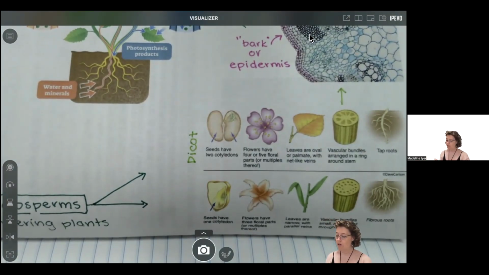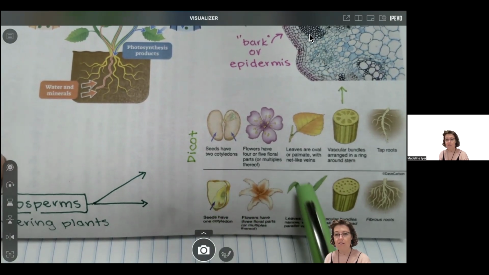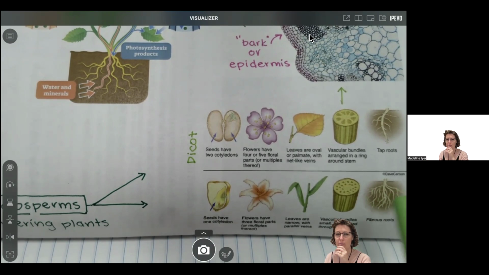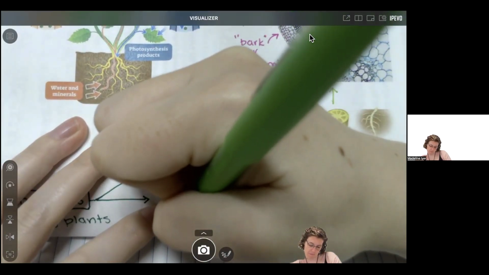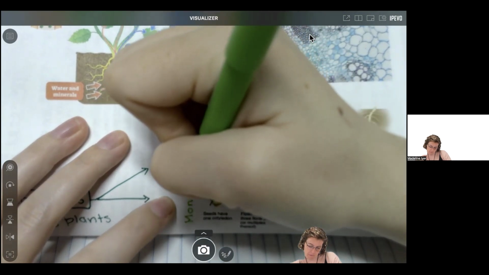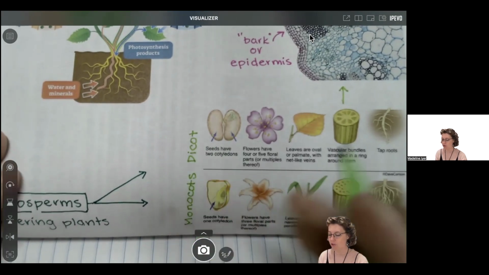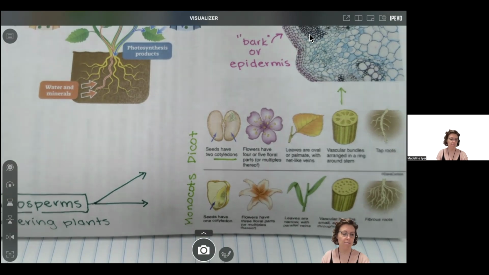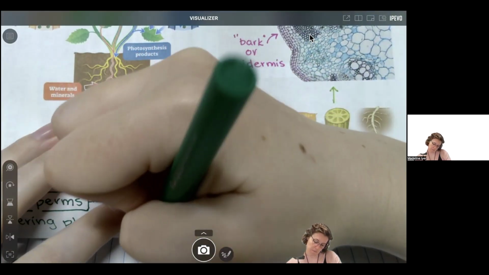Okay. However, some things like corn and lilies, they've got these leaf veins that go all parallel to one another. They've got vascular bundles that are much smaller, and they've got sort of fibrous roots. These are called monocots. And they're named after how many baby leaves they make. Those first two leaves are called cotyledons. If it makes two, it's a dicot. If it makes one, it's a monocot. So these are our two groups of angiosperms.